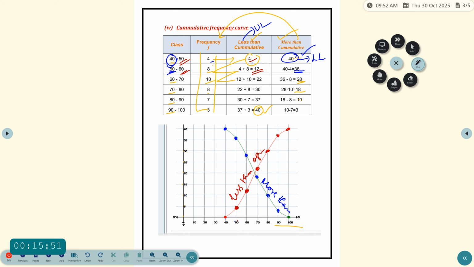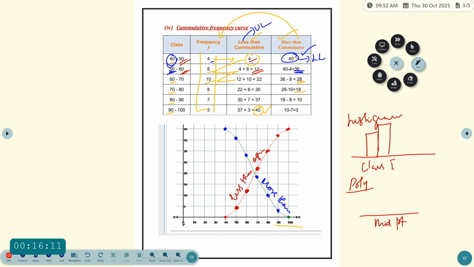Keep it in mind. For the histogram, no need to change the x-axis value, just the class interval. Corresponding to the class interval, the rectangular block is constructed. This is simply the histogram. For the frequency polygon, the midpoint of the class interval is taken on the x-axis.